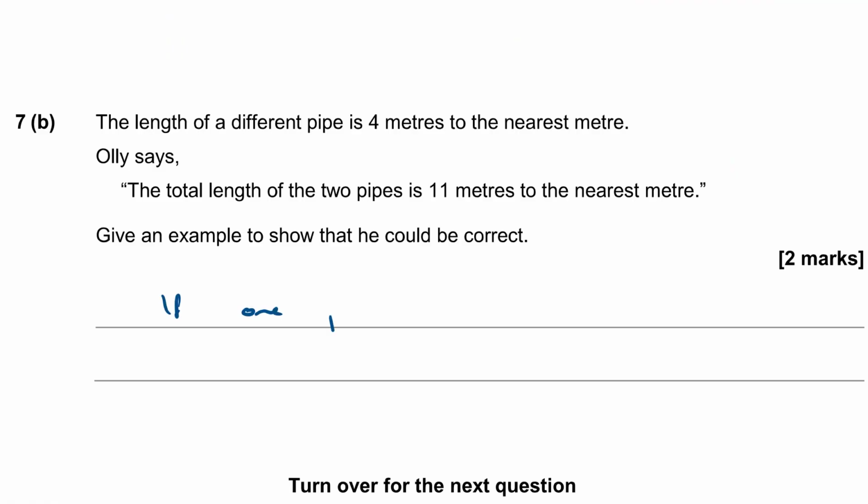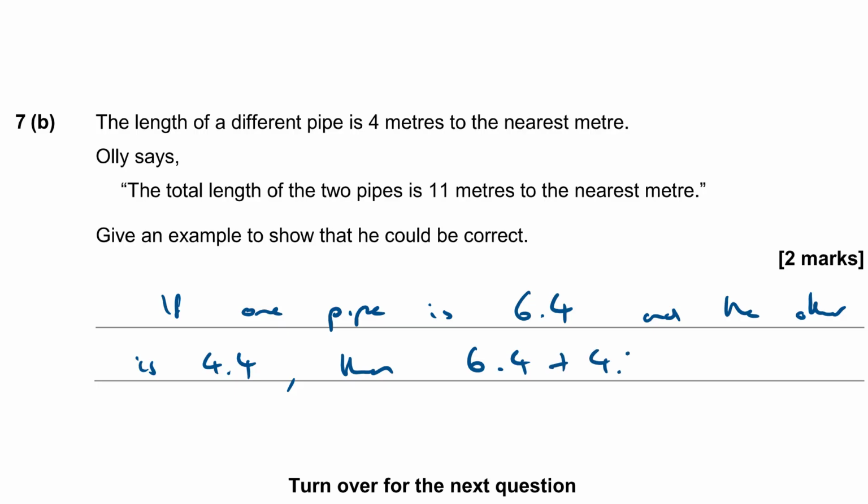if one pipe is up towards the upper end of that range, 6.4, and the other is, well, it could be 4.4, couldn't it? So then 6.4 plus 4.4 is 10.8, which is closer to 11 than 10, isn't it? So yeah, it could be 11 to, what's that, two significant figures. Okay, so he's right. Question 8.